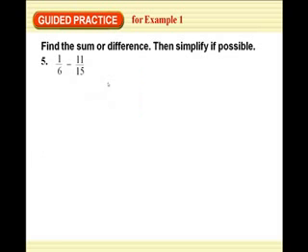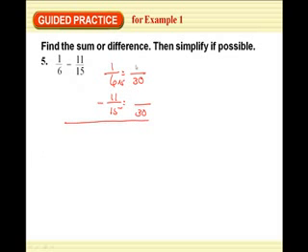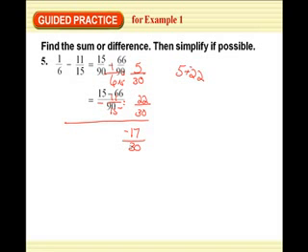1/6 minus 11/15. The common denominator, what do you think, 30? 6 times 5, 1 times 5 is 5, 15 times 2, 11 times 2 is 22. We're minusing 5 minus 22. Boom, boom, so take 5 off, -17 over 30. They must just multiply the two numbers together to get it and then reduce.